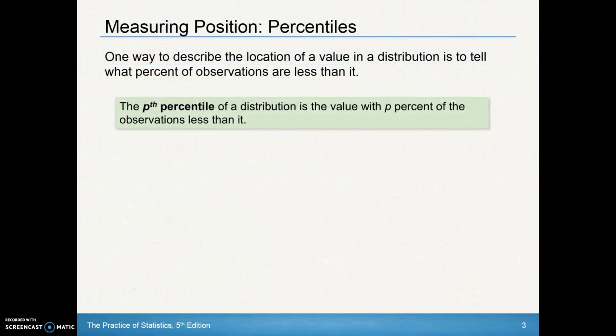All right, so here we go. First thing, measuring position. We're going to look at percentiles. So we've looked a little bit at the 25th percentile and the 75th percentile as the Q1 and the Q3. What we're going to do is look at any percentile. So we're going to look at the pth percentile of a distribution, and that is the value with p% of the observations less than it.